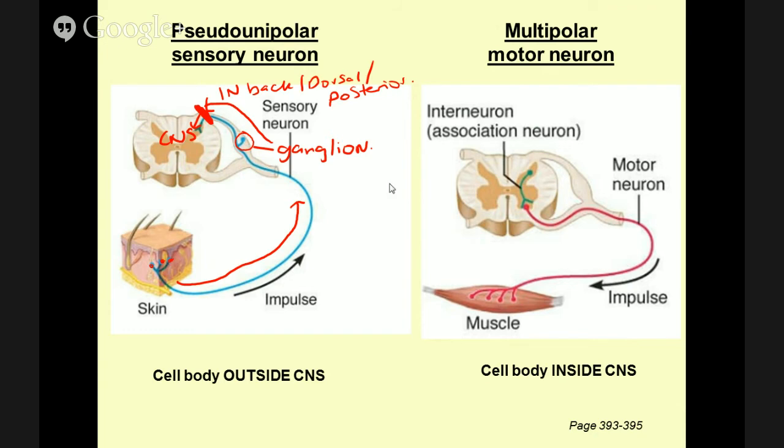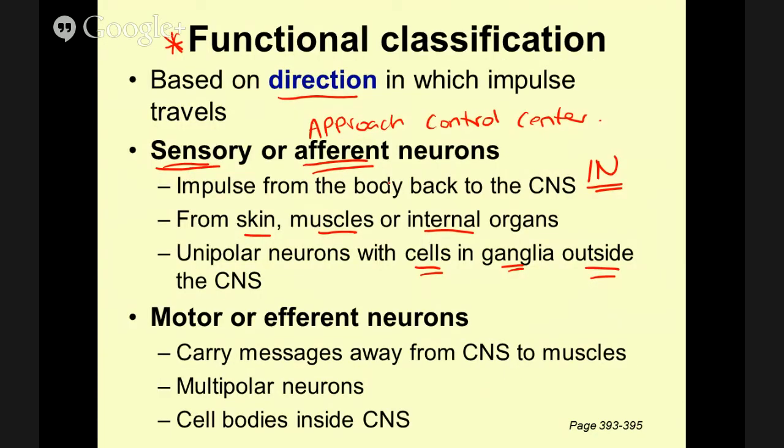Now let's talk about our motor neurons. If sensory is bringing data in, motor neurons are bringing data out. They're bringing data from the central nervous system to the muscles. They're carrying information from the central nervous system to muscle. And remember, motor neurons are going to be all multipolar neurons.